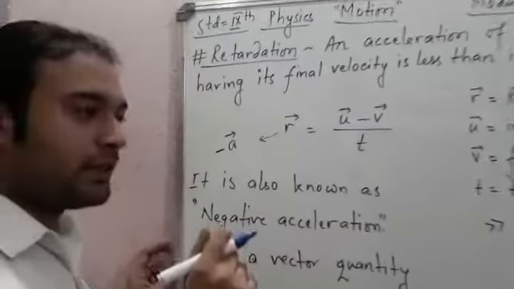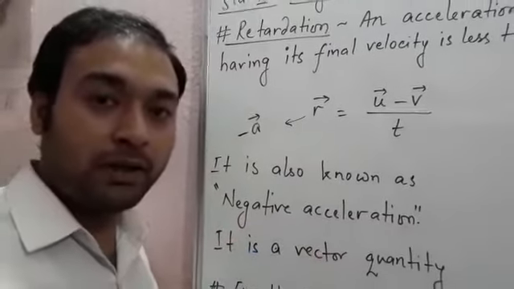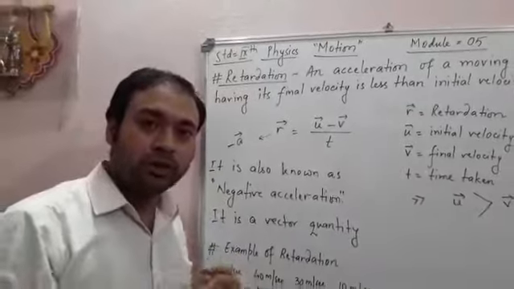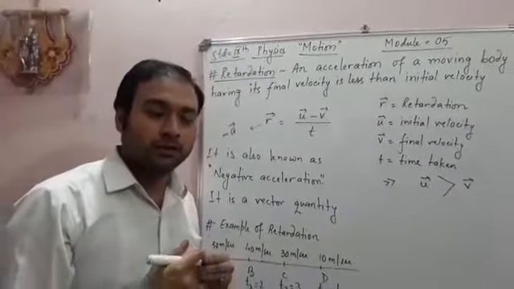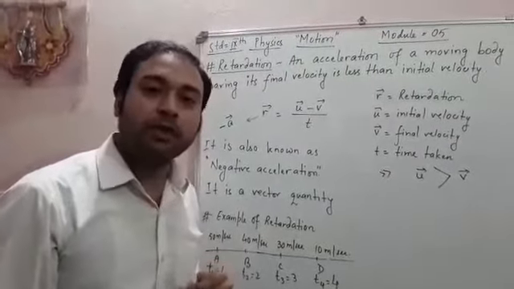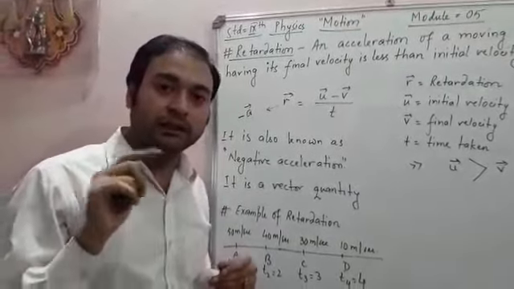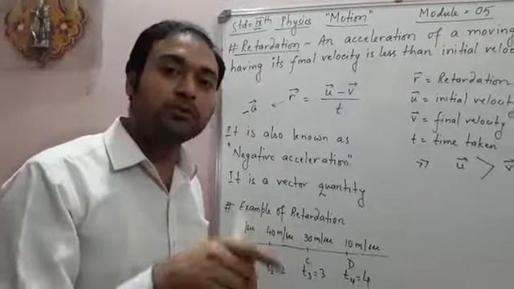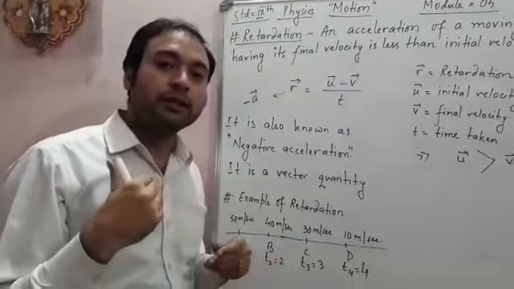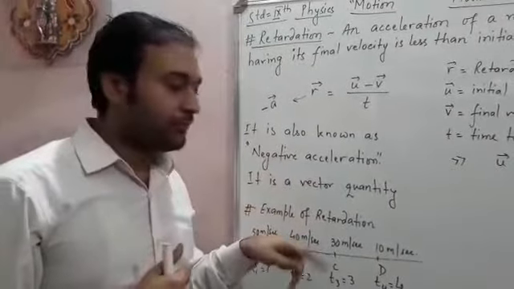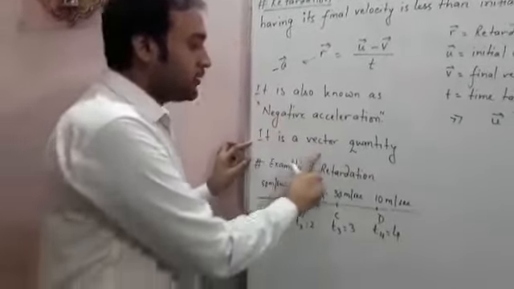Just like when we apply the brake of a vehicle, it reduces its speed and after some time comes to rest. Then the initial velocity is greater than the final velocity, and the final velocity becomes 0. If the initial velocity is greater than the final velocity, then this becomes retardation. Next, it is a vector quantity.